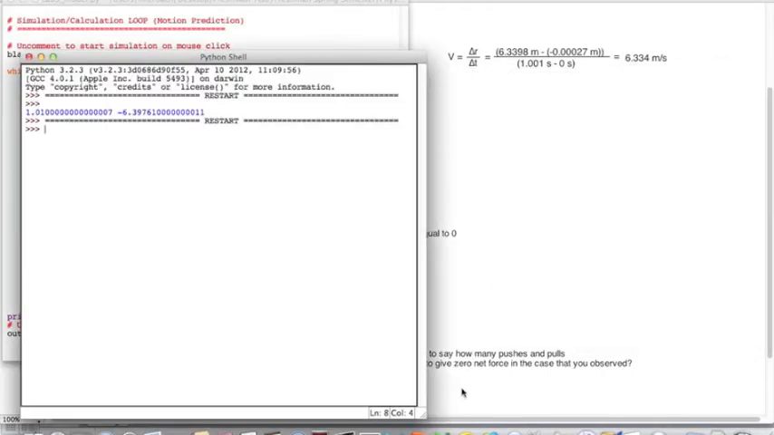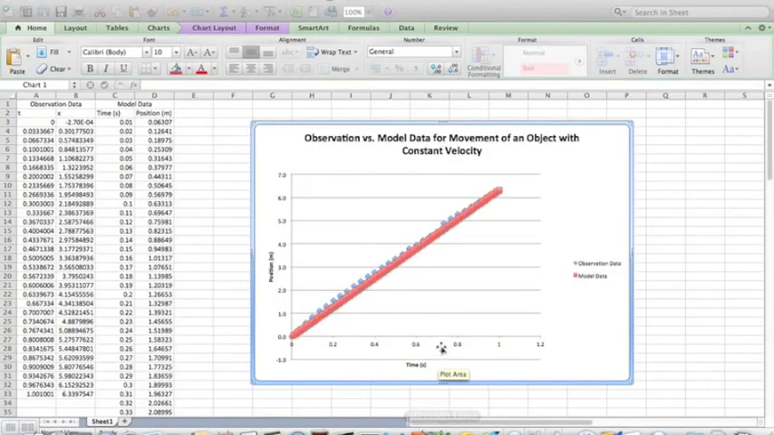Now that we have it modeled, let's check out the graph created from it. Here's my graph. We have time on the x-axis and position on the y-axis. The blue dots represent the observation data, which is taken from the tracker video, and the red dots are the model data, which is created by the model. As you can see, the red dots fit the blue dots really well, which means our model was very good at predicting the motion with constant velocity.